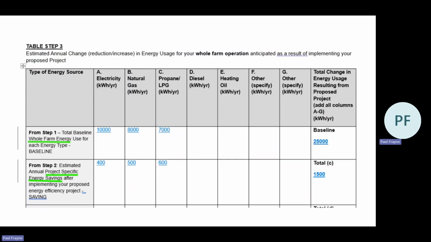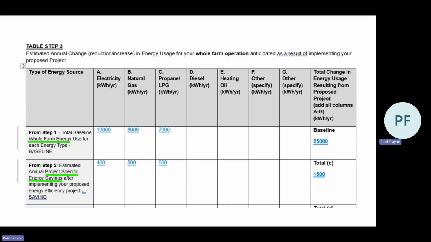For example, change in lighting from high-pressure sodium lights to LED lights results in a reduction in electrical energy usage. However, this change could result in an increase in natural gas usage to replace heat previously generated by the high-pressure sodium lighting. For this example, the estimated increase in natural gas usage should be considered when completing table step 3. All energy usage must be in kilowatt hours and reported on an annual basis.